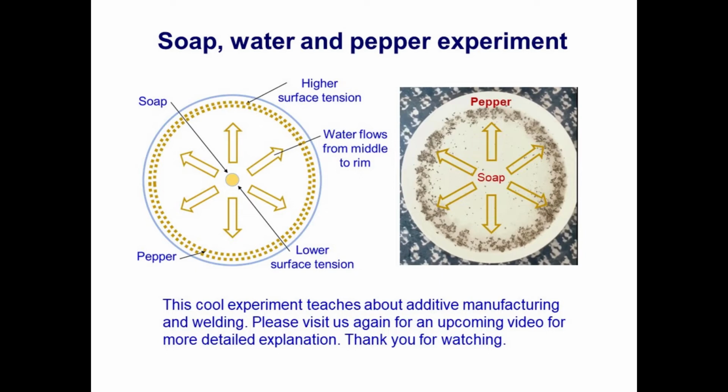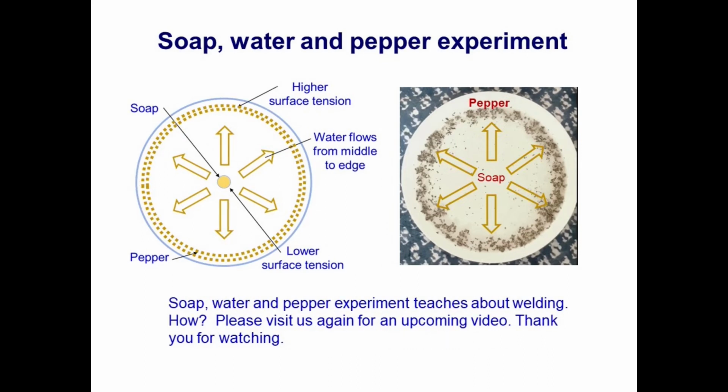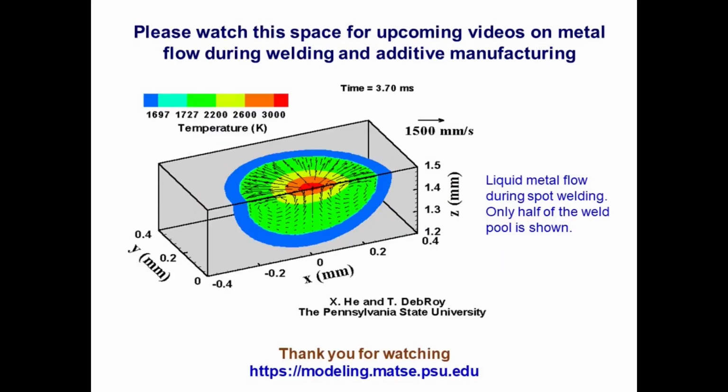Spatial gradient of surface tension is stress that moves water from the regions of lower surface tension to regions of higher surface tension. The same effect, flow of liquid metal due to local surface tension difference, also explains why the liquid metal flows from the middle of the pool to its rim when we do welding or additive manufacturing. More about that in another video in this space.